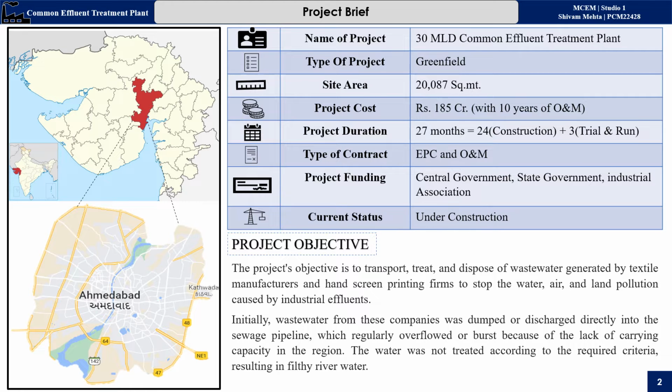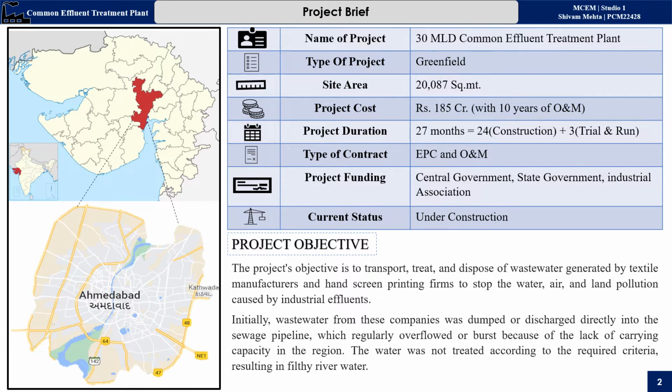The project is located in Ahmedabad, Gujarat. The name of the project is 30 MLD Common Effluent Treatment Plant. Type of project is Greenfield. Site area is 20,087 square meters. Project cost is 185 crores, which includes 10 years of operation and maintenance.